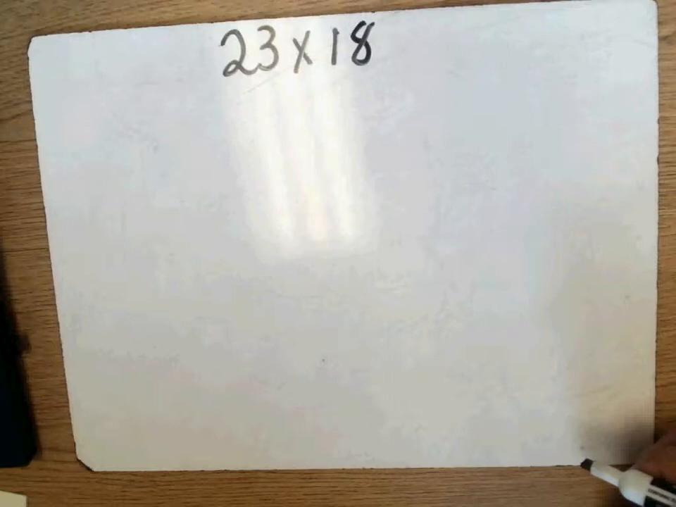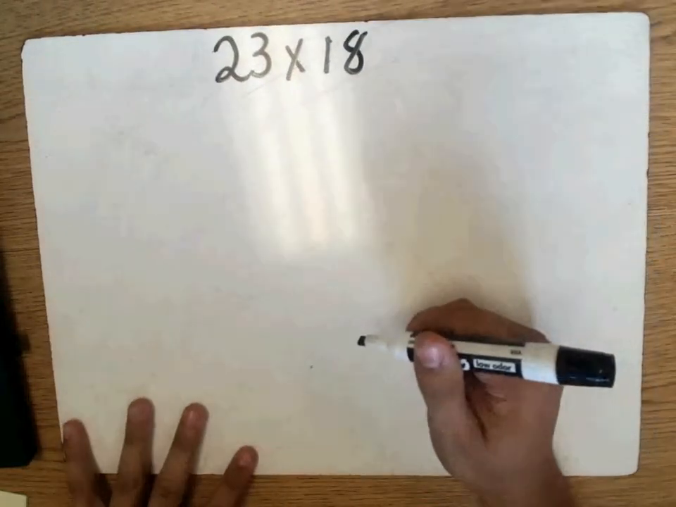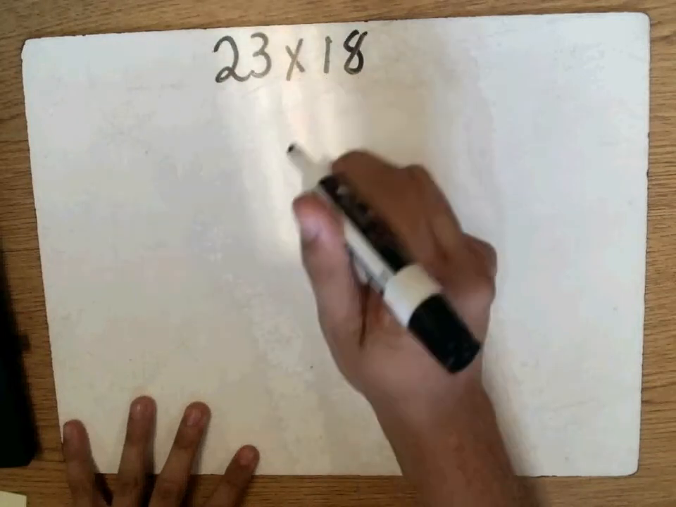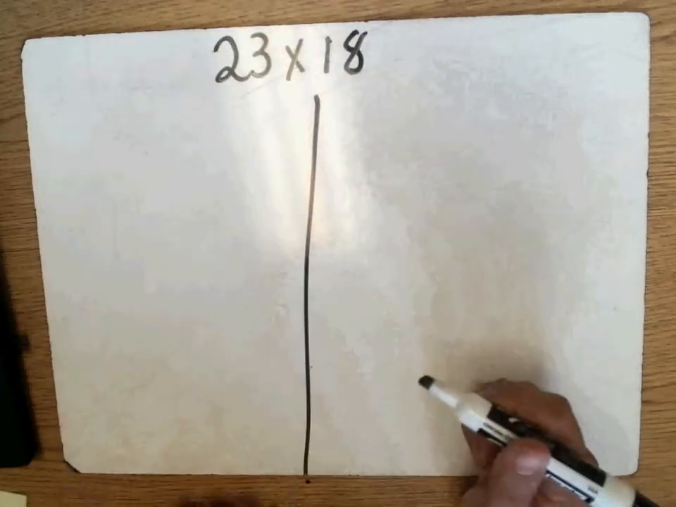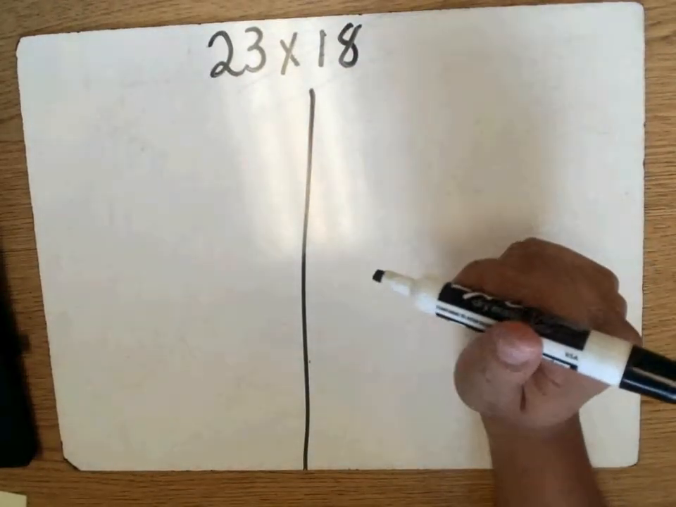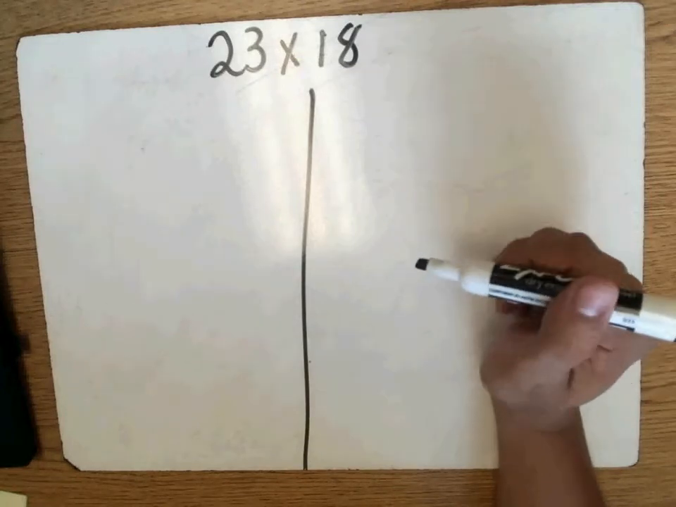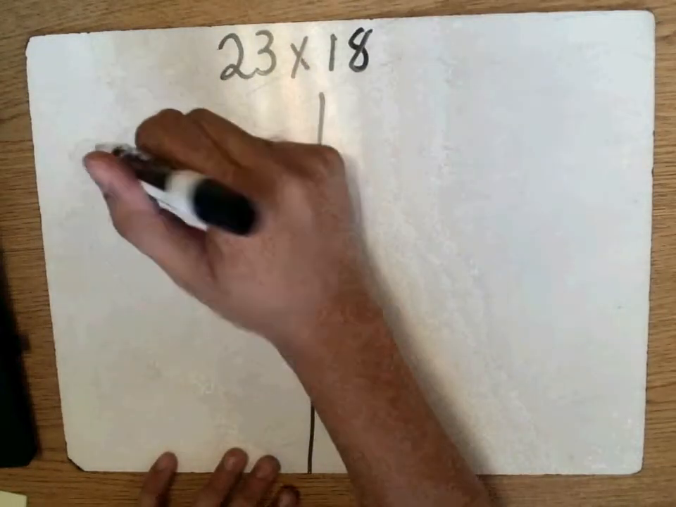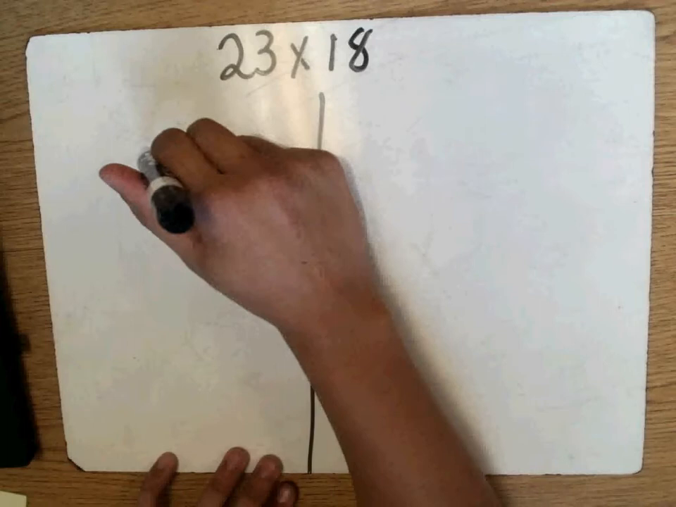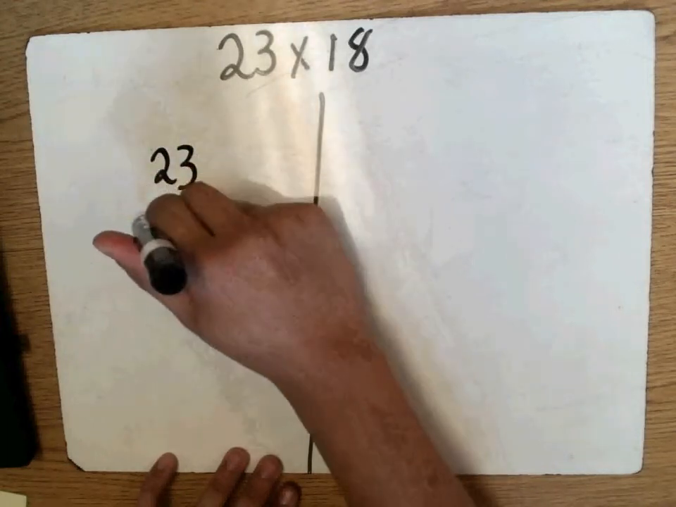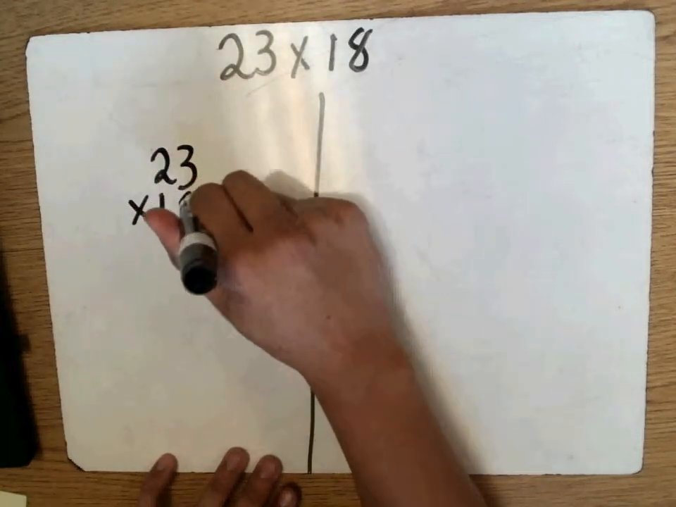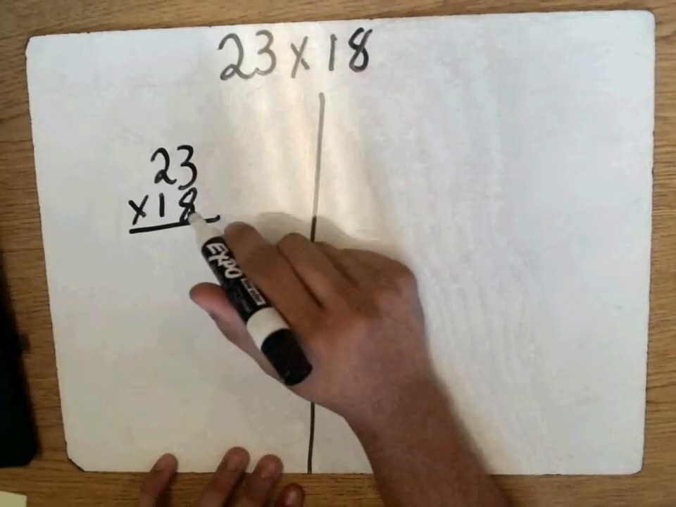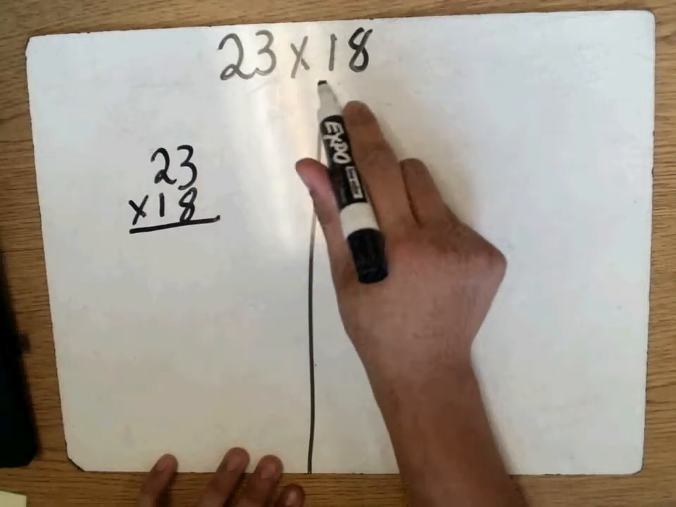So we're back. This time we have a 2-digit by a 2-digit, and I'm going to do the same thing. I'm just going to split my board. I'm going to use the two most popular strategies, which is standard algorithm and area model. When we have a 2-digit number times a 2-digit number, I like to make sure that my smallest 2-digit number is on the bottom of standard algorithm.